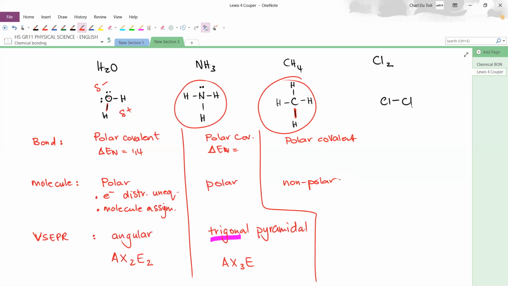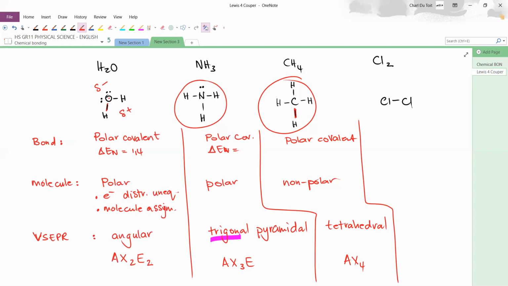Good. What about the VSEPR name and code? The name is what? Tetrahedral. And it's AX4. E1. Oh, E0, no E's. Okay, you don't have to write the E.